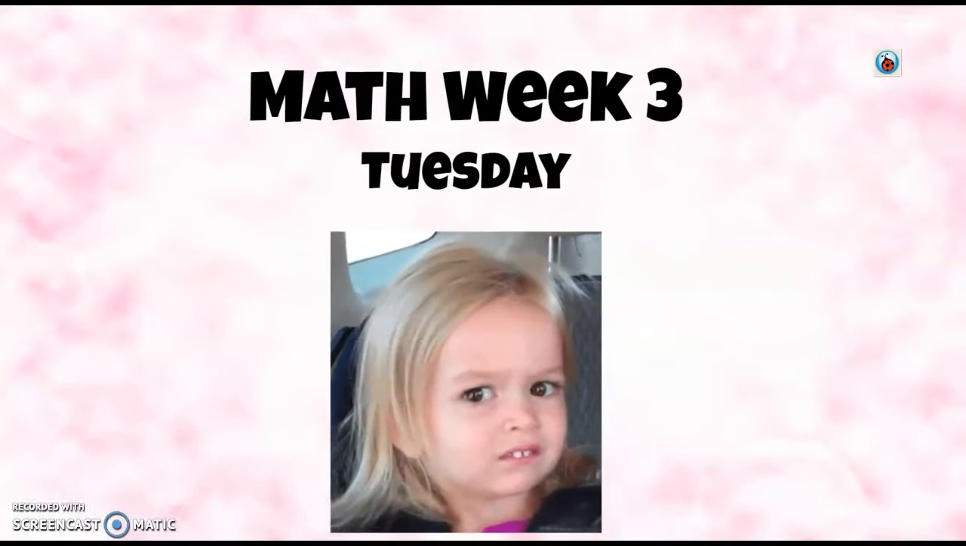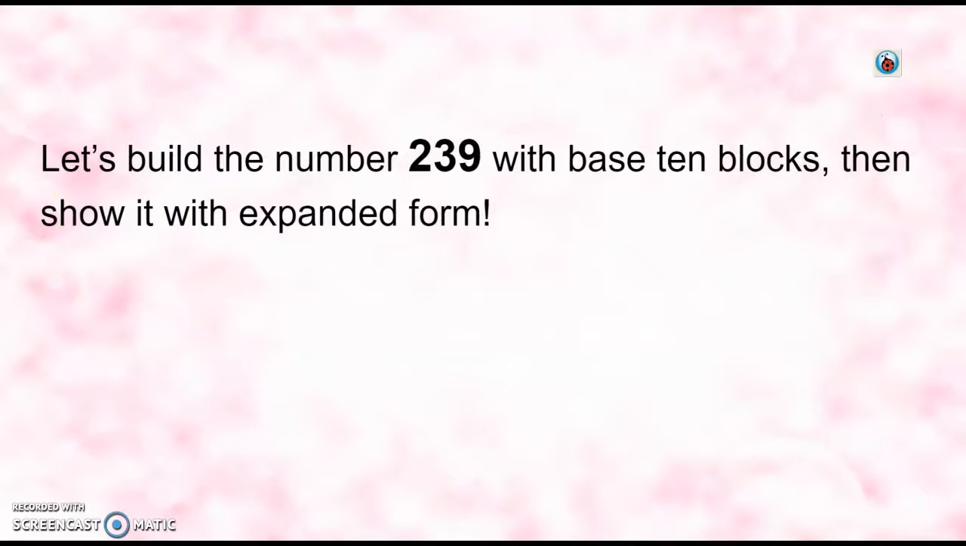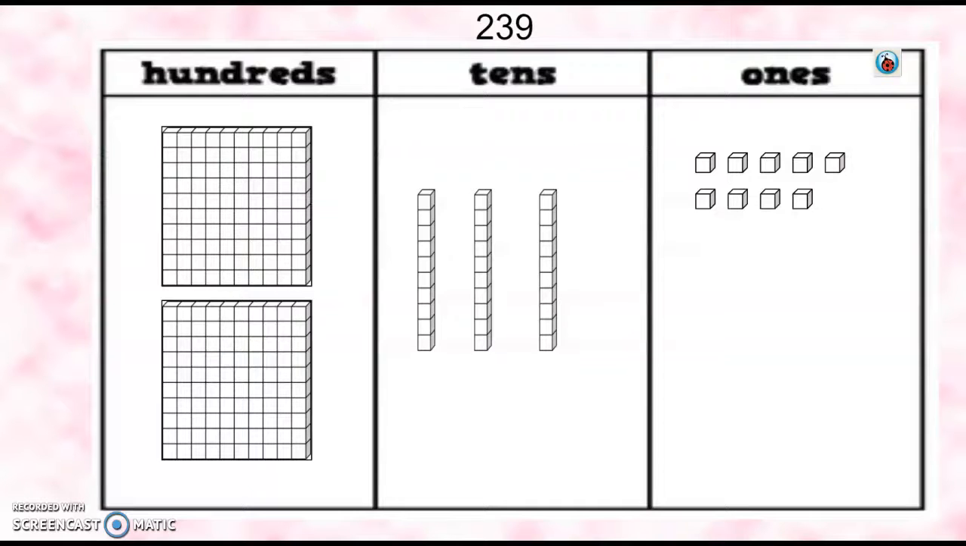What we're going to be talking about today is using hundreds, tens, and ones to create three-digit numbers using standard and expanded form. This is important to help you find different ways to understand place value. So this number right here, 239. We're going to build it with base 10 blocks and then show you expanded form.